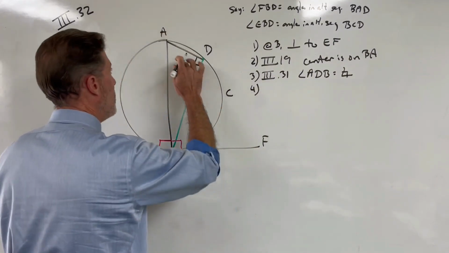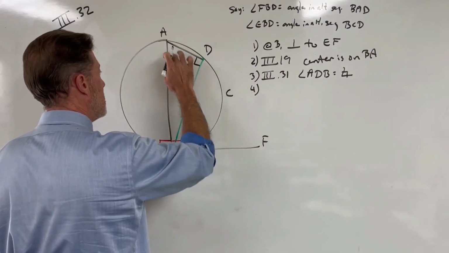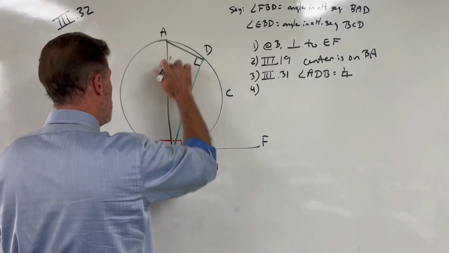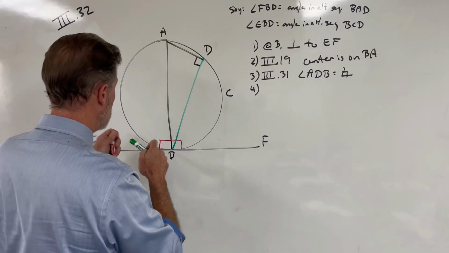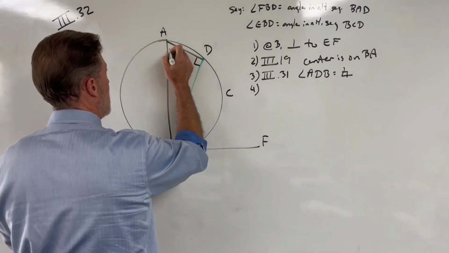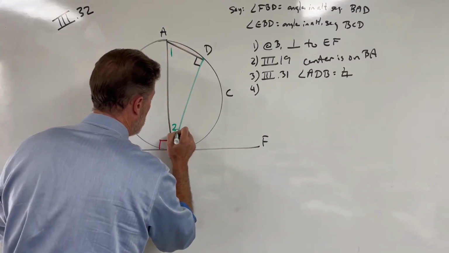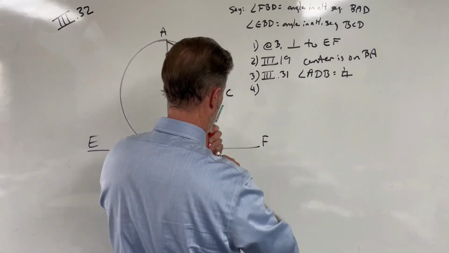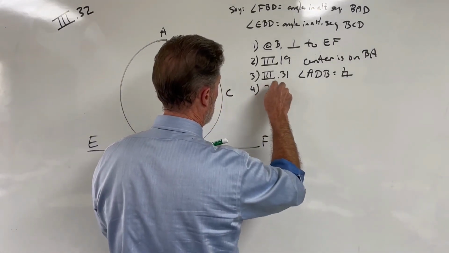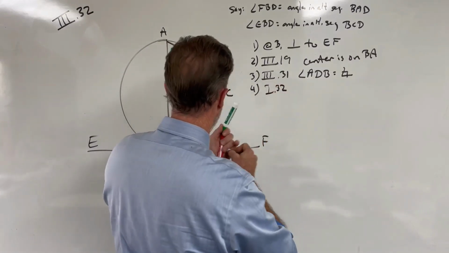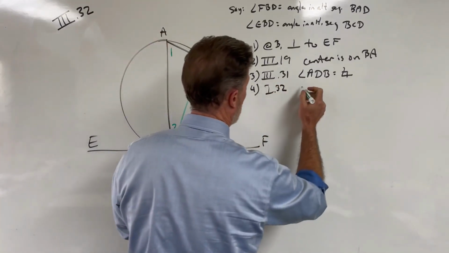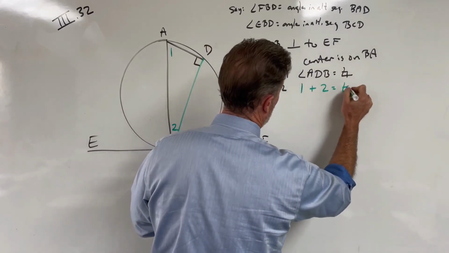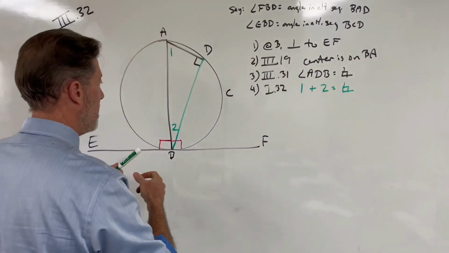Well, we also know that the sum total of the interior angles of a triangle equal two right angles. This is one right angle, therefore the angles that remain, namely angle 1 here and angle 2, this is from Book 1, Proposition 32, have to be equal to a right angle. So angle 1 plus angle 2 has to be equal to a right angle.